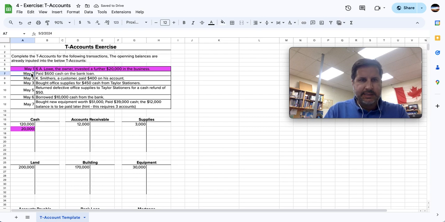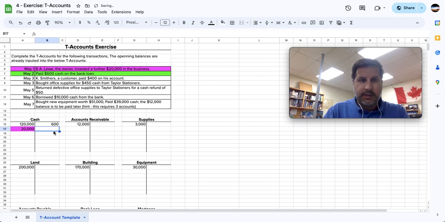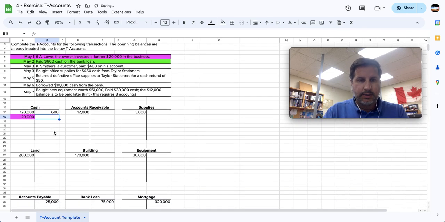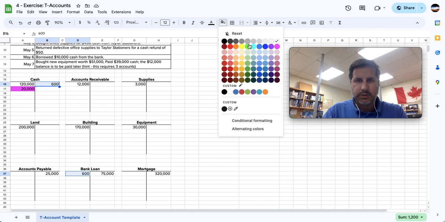Okay, paid $600 on a bank loan. Let's do this one in green off the bat. So if I paid something, then my cash is going to go down. And then if I do this right, I should debit my bank loan by 600. All right. And so I owe less bank loan and I have less cash.